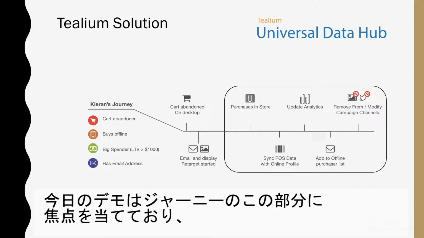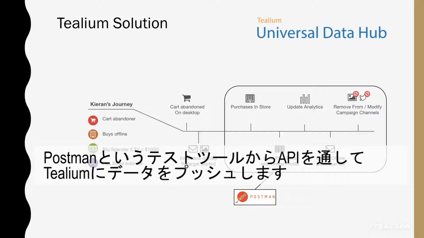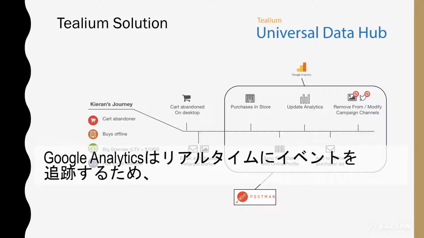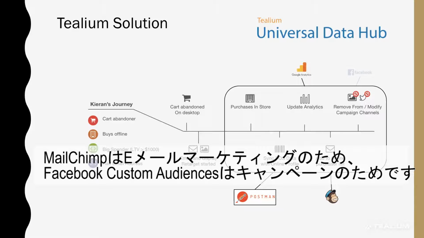The demo that we'll highlight today will cover this part of the journey, and we'll use a tool called Postman to push the data via an API into Tilium, Google Analytics for real-time event tracking, MailChimp for email marketing, and Facebook custom audiences for the campaigns.